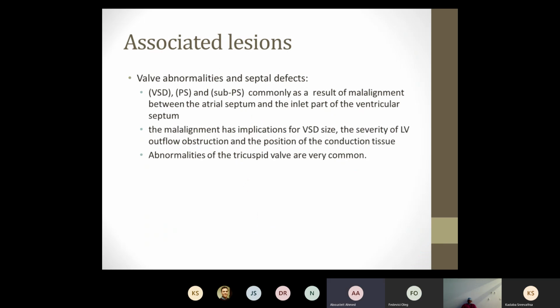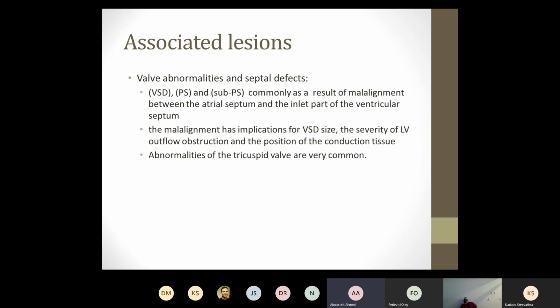The next slide is going to be the associated lesions. As we have discussed in the previous meeting, it's commonly associated with valve abnormalities and septal defects. So there are VSDs, PS, and subpulmonary stenosis as a result of malalignment of the atrial and the inlet part of the ventricular septum. That malalignment has implications for the VSD site. It also affects the severity of the left ventricular outflow obstruction and the position of the conduction tissues. All these three main points will have an implication on the surgical techniques.